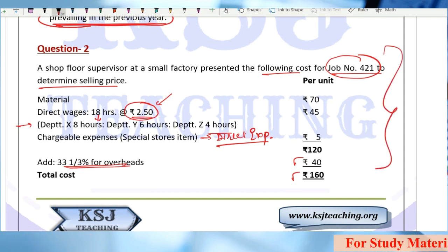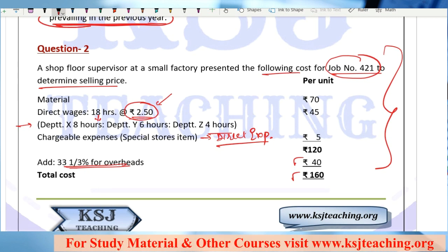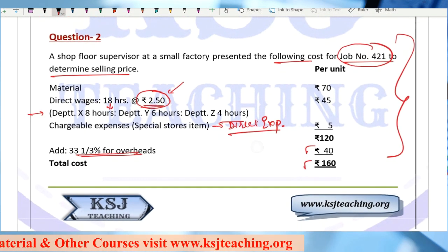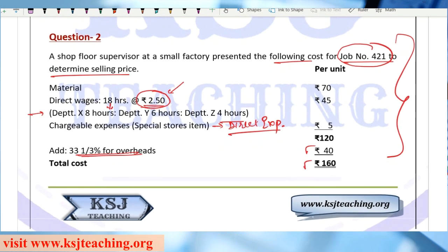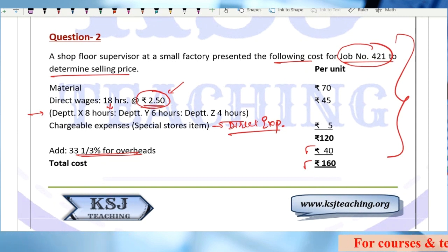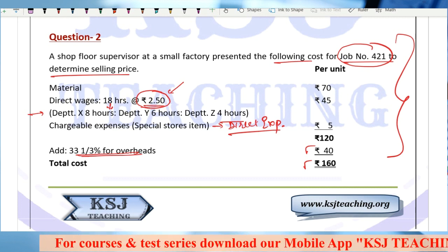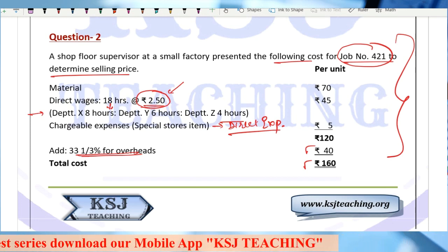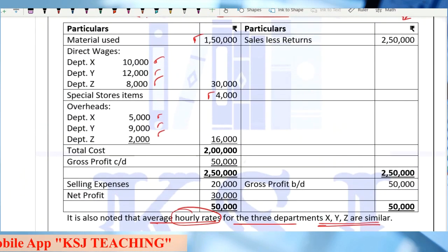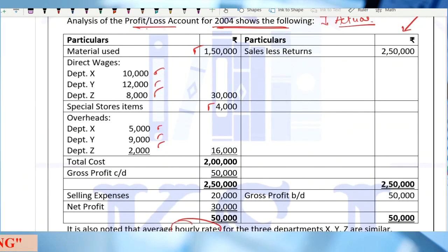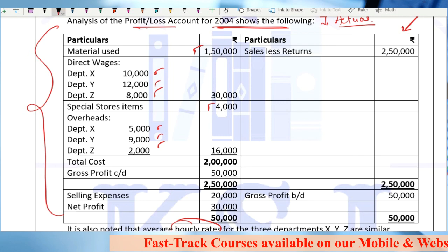This is provided by a floor supervisor. He is not a chartered accountant, but you people are the chartered or cost accountants. Now the company wants you to redraw this cost sheet. The company is feeling that this cost sheet provided by the supervisor is not accurate, is not good, is not as per the norms. So they are asking you people to redraw this cost sheet based on these figures of 2004, right? So first you will have to prepare the cost sheet from this data, right?